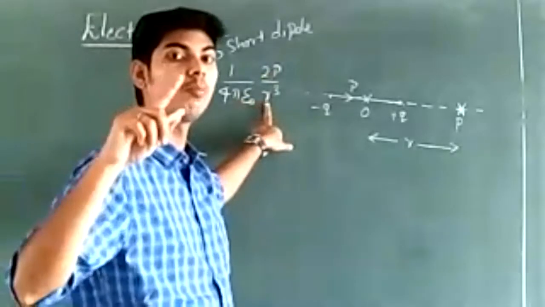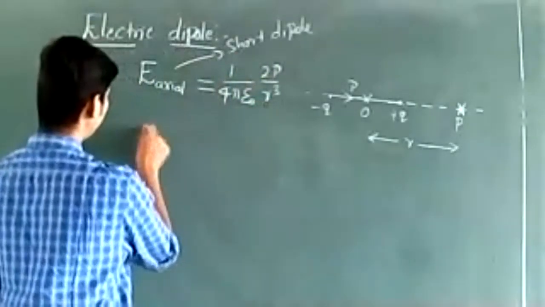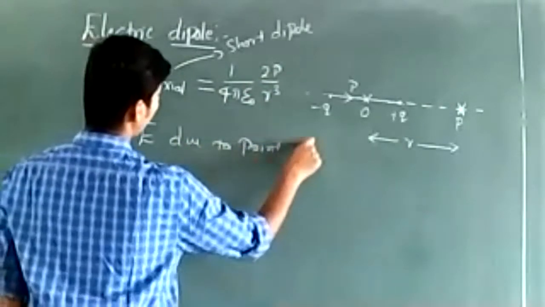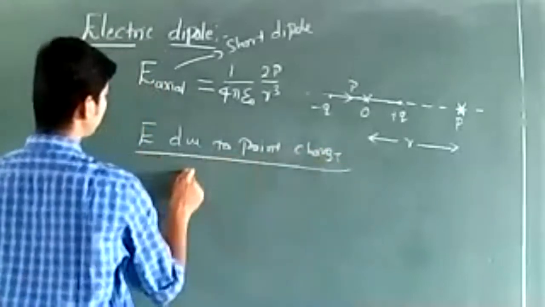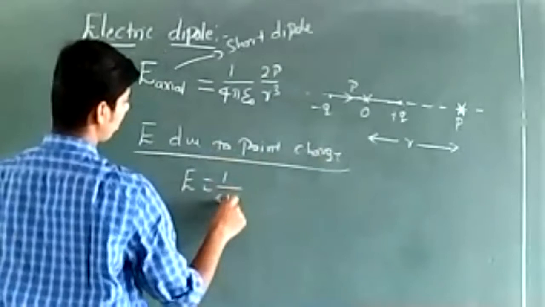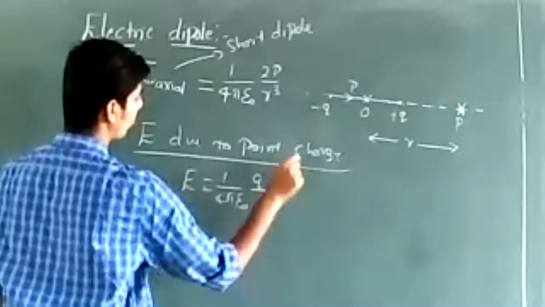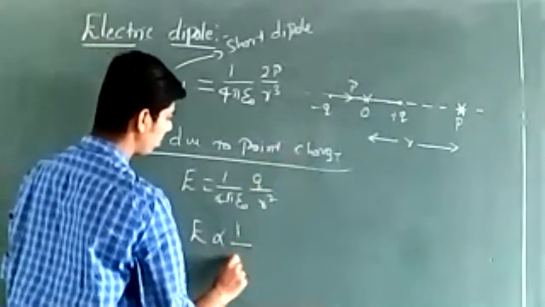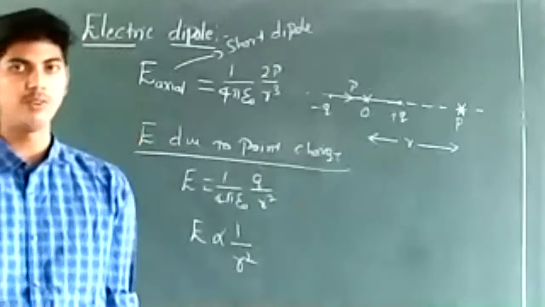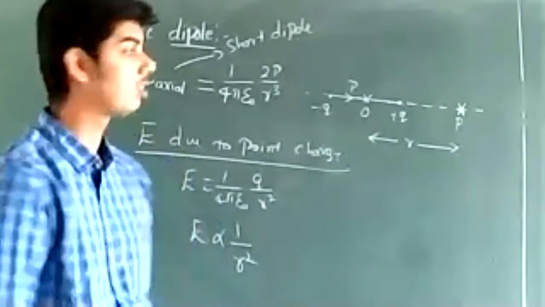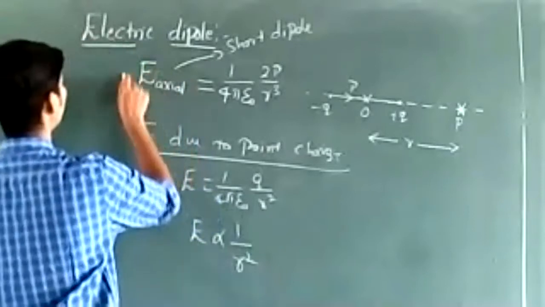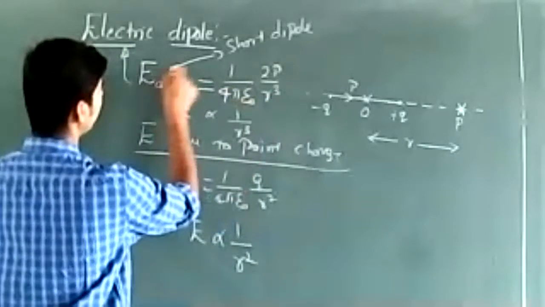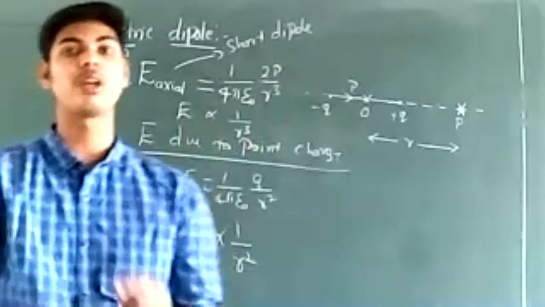See, electric field due to a point charge is E is equal to 1 by 4 pi epsilon naught q divided by r square. Electric field due to a point charge is inversely proportional to square of the distance. On the other hand, electric field due to a dipole is inversely proportional to cube of the distance. Electric field is inversely proportional to cube of the distance for a dipole.